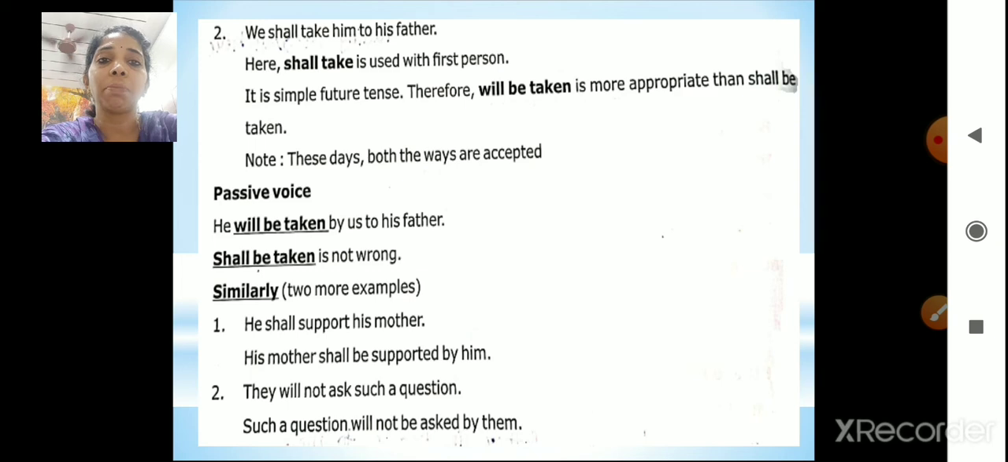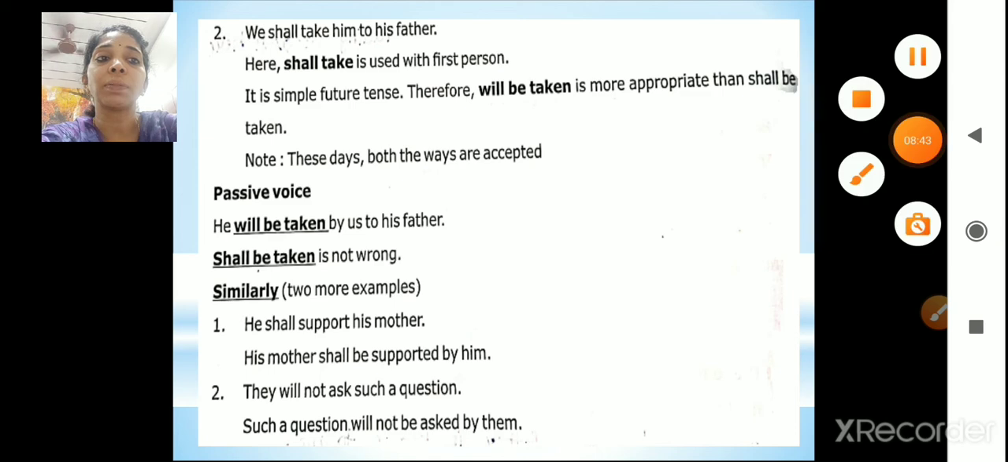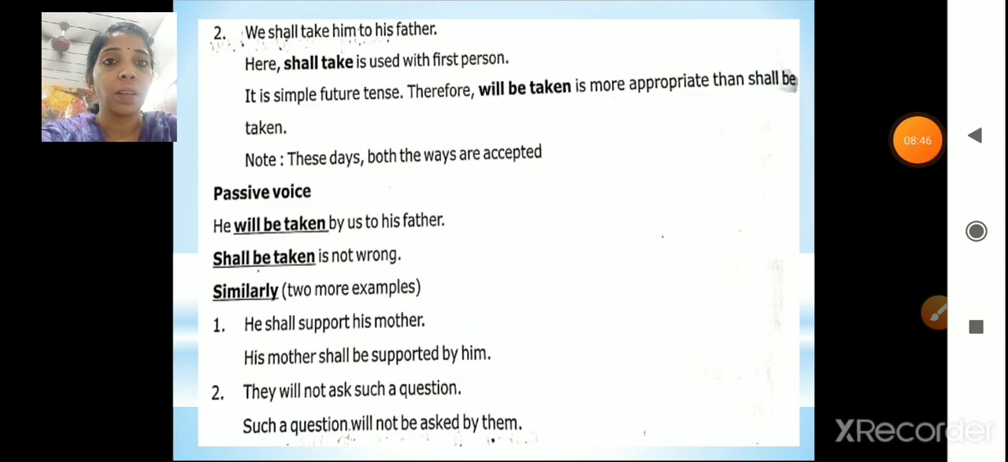Let us see this example. We shall take him to his father. Here shall take is used with first person. It is simple future tense. Now therefore will be taken is more appropriate than shall be taken. So what will be the answer here? He will be taken by us to his father.